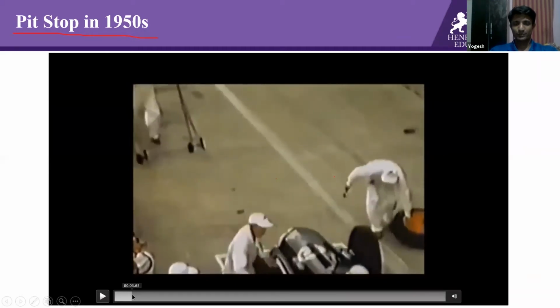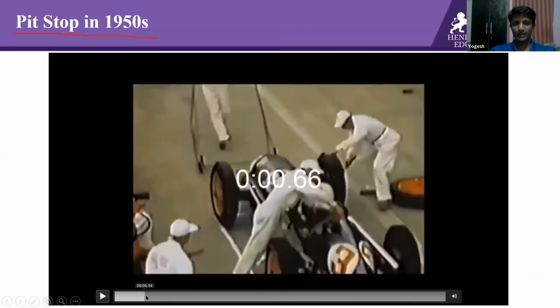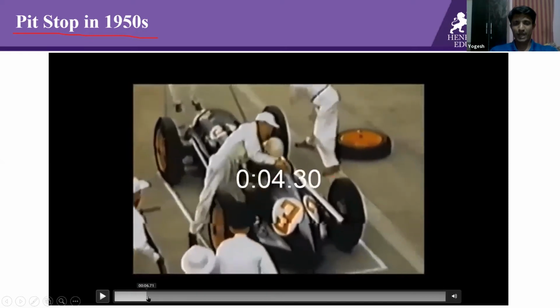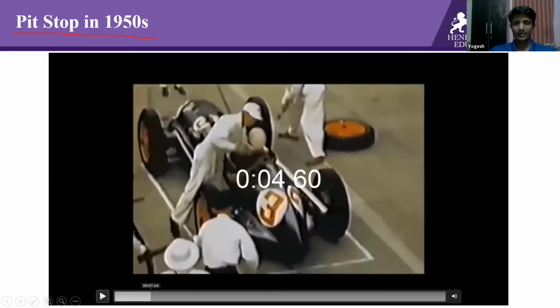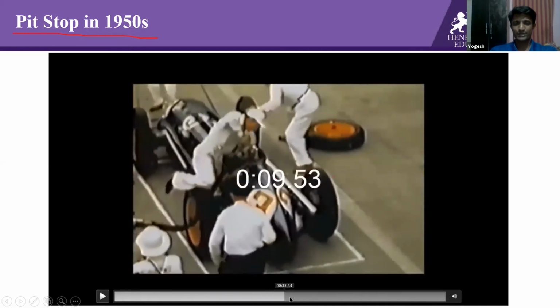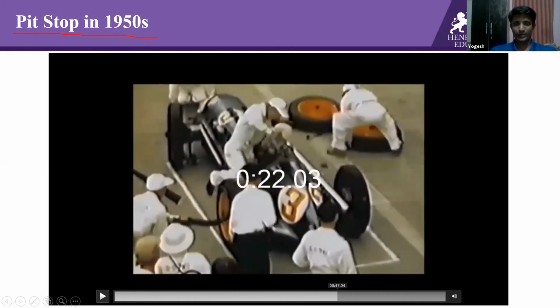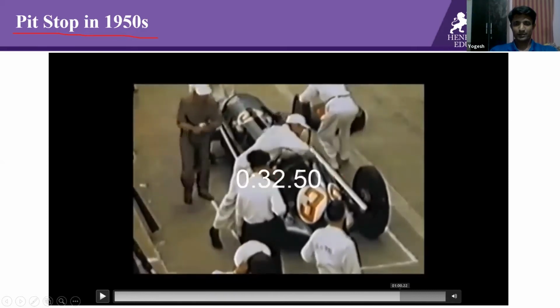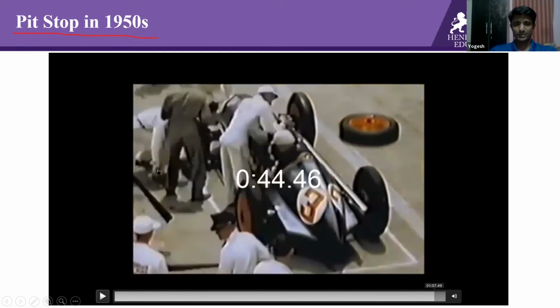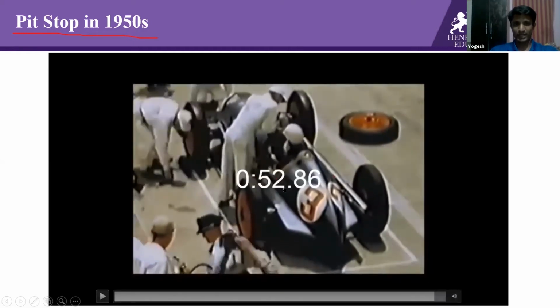There are basically four persons working around. The first person is changing the tire on the right side, and then he moved and changed the tire on the right side as well. So basically they changed both tires on the front side. Then he moved to the second side and changed the tire on the left side as well.